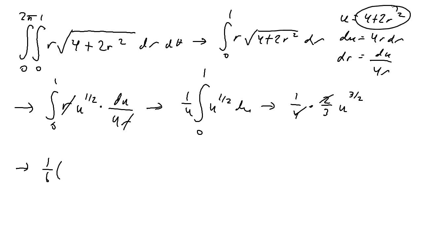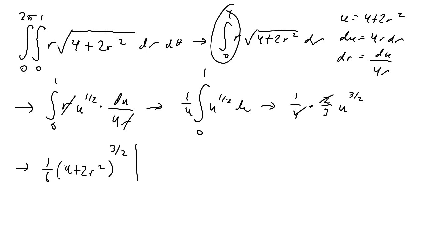We can plug that back in. So 4 plus 2r squared to the 3/2 power. Let's evaluate that from the r bounds of 0 to 1. So we get 1/6 times, when I plug in 1 for r, we get 1 squared is 1, 1 times 2 is 2, 2 plus 4 is 6. So 6 to the 3/2 power, minus, when I plug in 0 for r, we just get 4 plus 0 is 4, and 4 to the 3/2 is going to be the square root of 64, which is 8.